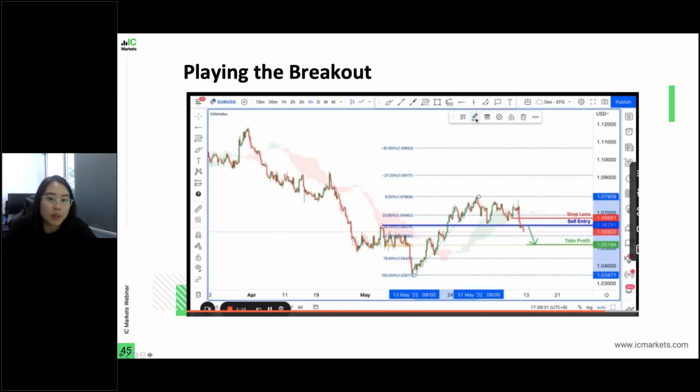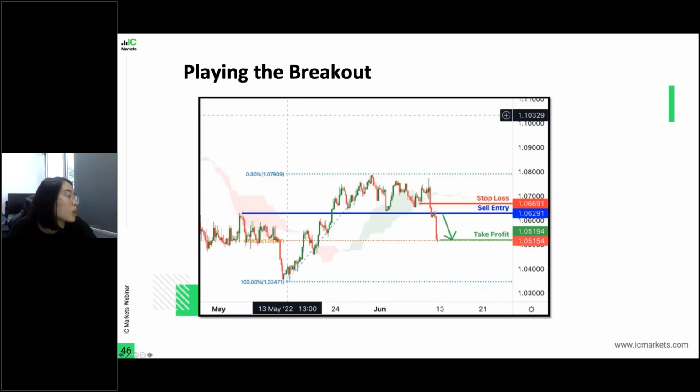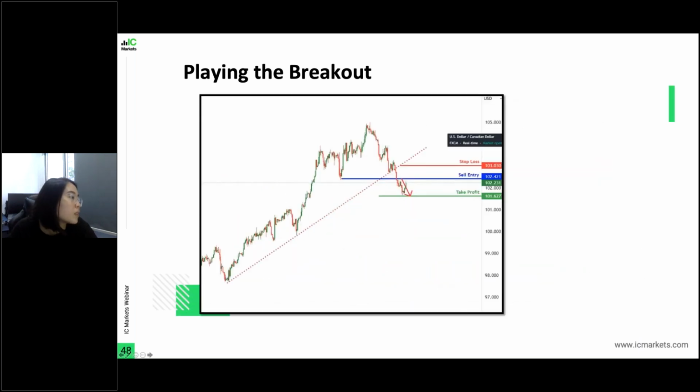Okay, this is another example of playing the breakout. I'm going to quickly go through this because we've run out of time. So first breakout, breaking the trend line. Second breakout, breaking this horizontal level. The third thing you want to do, wait for the retest. At the retest, enter for a sell. Stop loss again, I don't like how this stop loss is so far away.